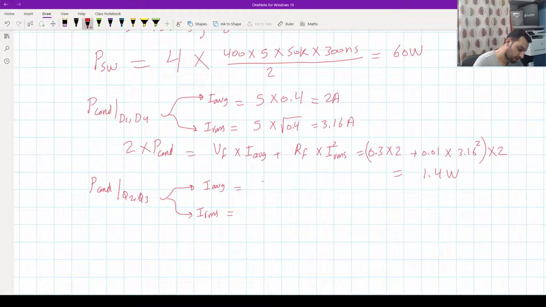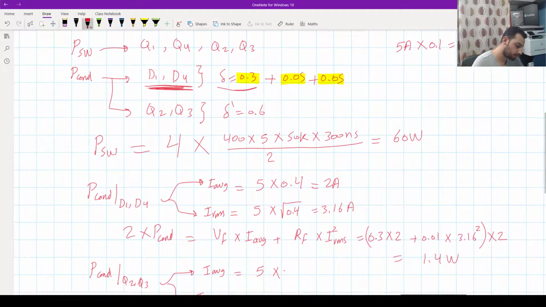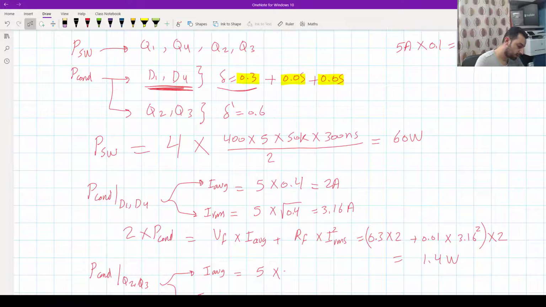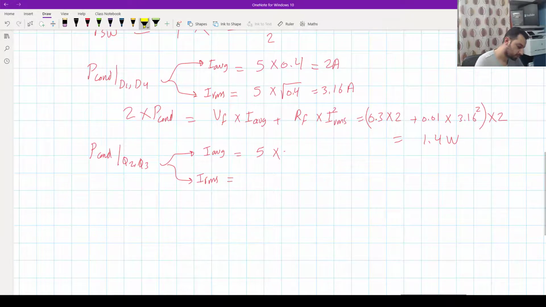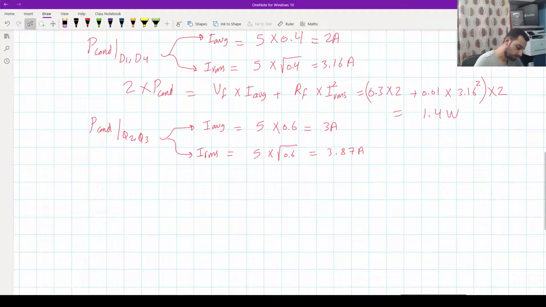It's 5 times delta. What is delta for Q2 and Q3? Here is the delta, which is 0.6, okay? So we have to use this one. And that equals 3 ampere. For the RMS value, it will be square root of 0.6. That will equal 3.87 ampere, okay?